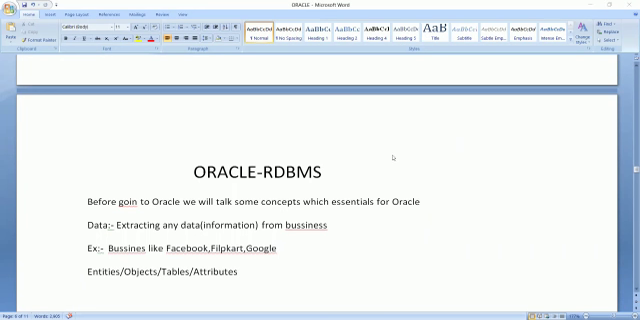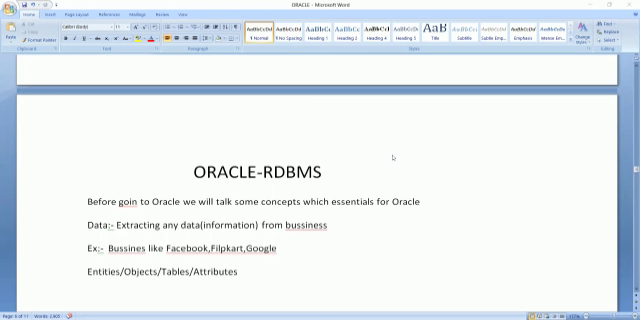Okay. So before going to Oracle, you might be having so many questions, like why we use Oracle, what it is, for what, how we are going to implement it, and where we will get these things. What is the usage of this Oracle?